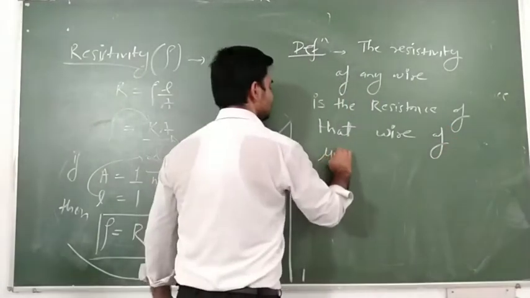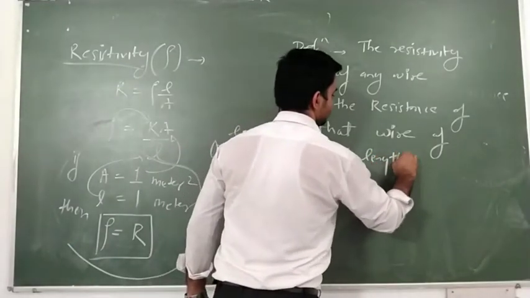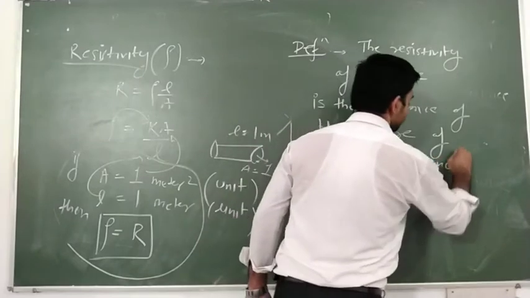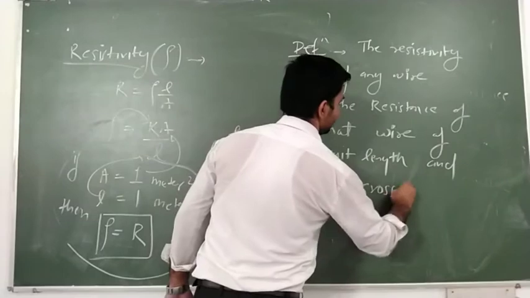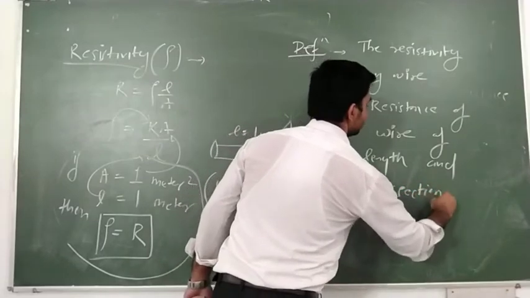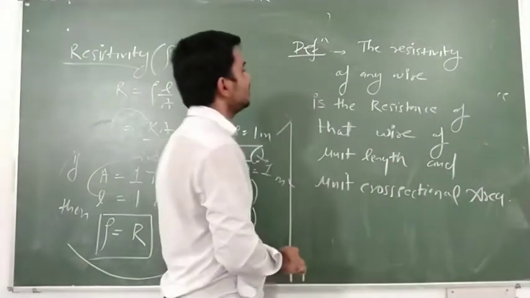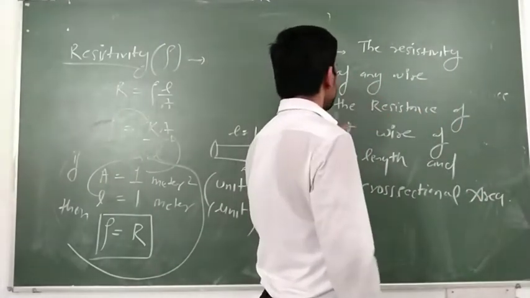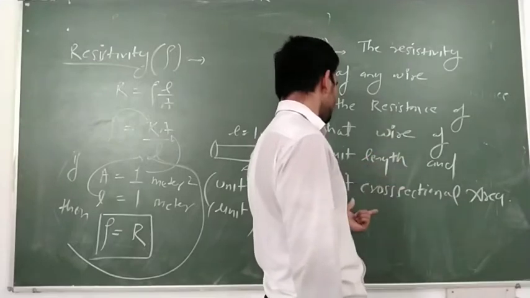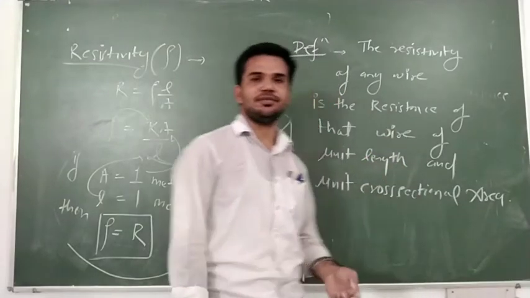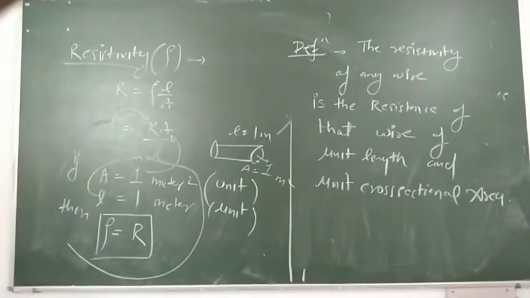of unit length and unit cross sectional area. Let me check. The resistivity of any wire is the resistance of that wire, what kind of wire, of unit length and the unit cross sectional area. Okay. This is the actual and correct definition.